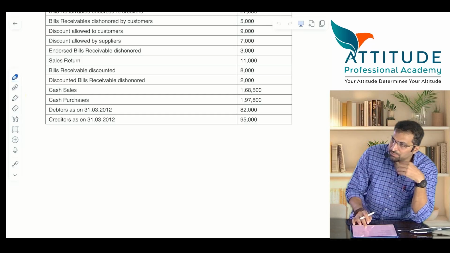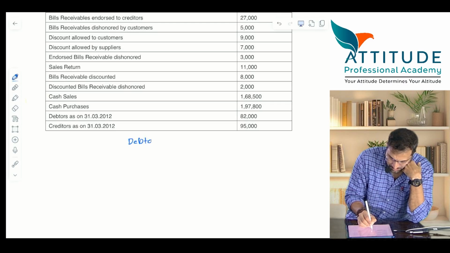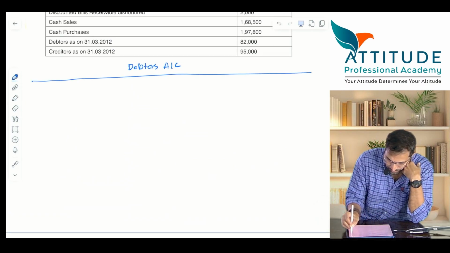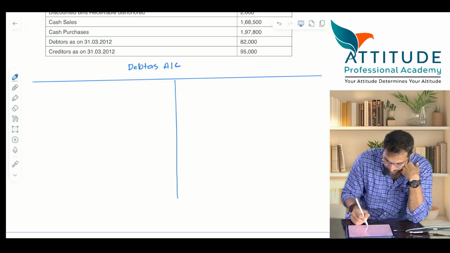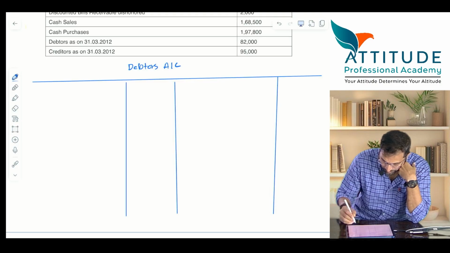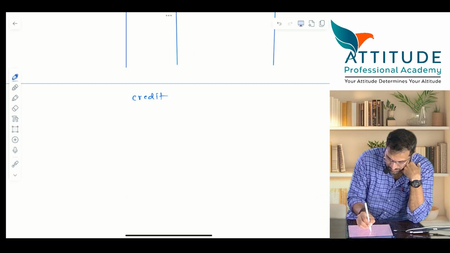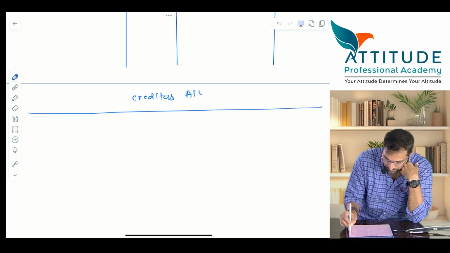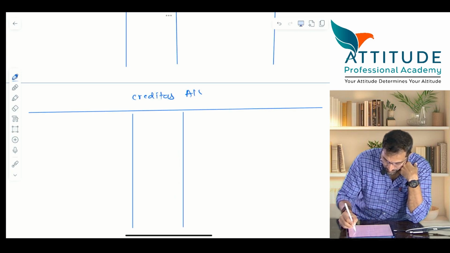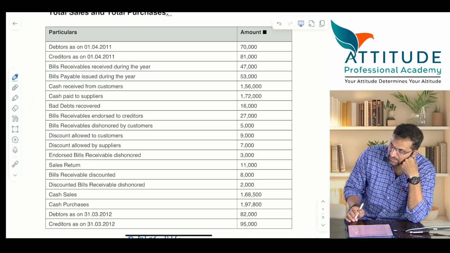Yeah, shall I solve this sum? Okay, what you'll have to open? Debtors account and creditors account. Okay, this is debit, this is credit, creditors account. This is debit, this is credit. Okay, now we'll take one by one.